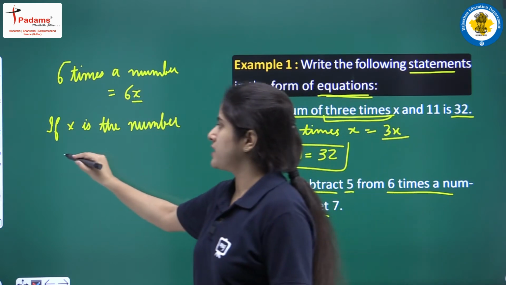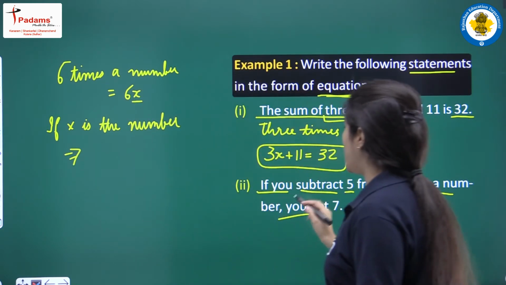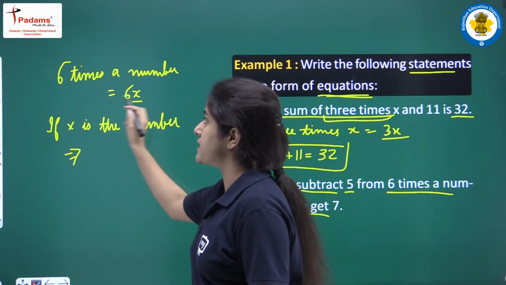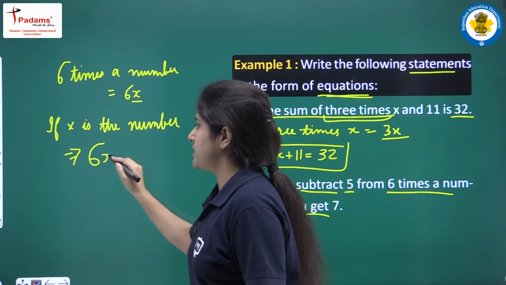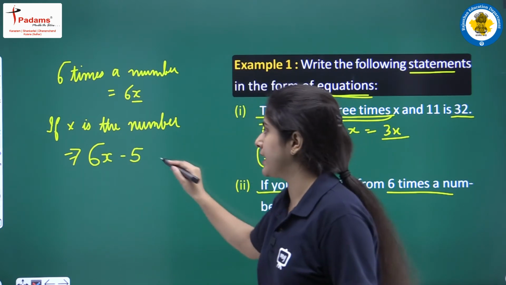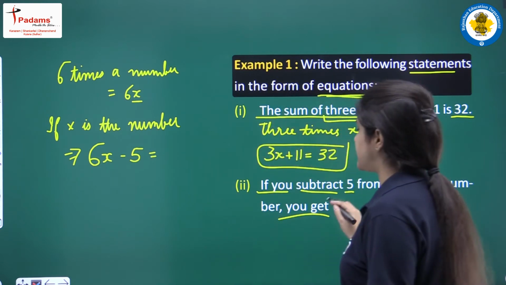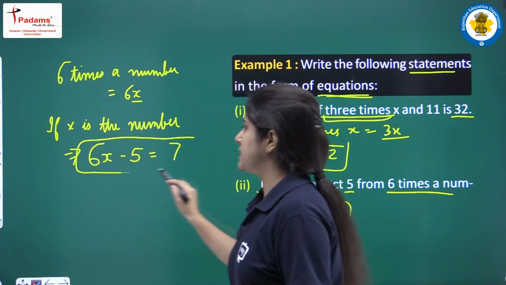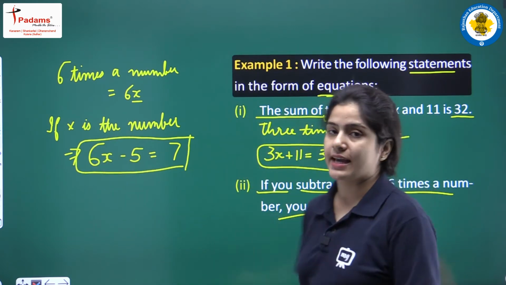So what is the desired equation? When you are subtracting 5 from 6 times a number, it is 6x minus 5, and you will get 7. Then it is equal to 7. So this is the equation of this second statement.